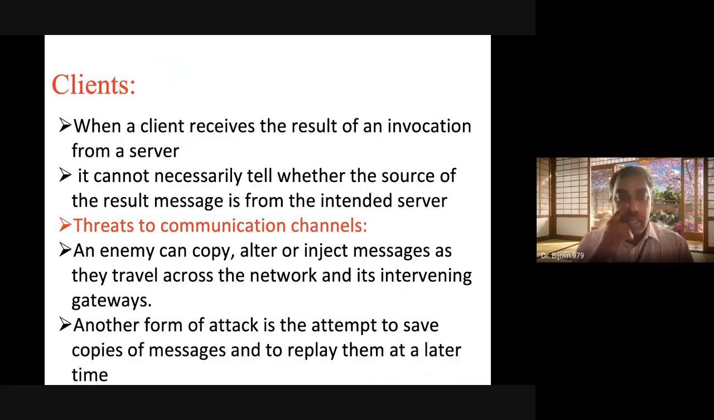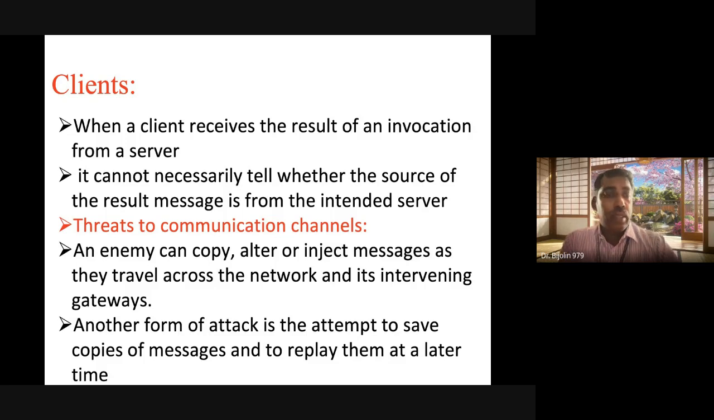Next is related to clients. When a client receives an invocation message from the server, it cannot tell whether the source of the information is data from an internet server or whether it is a threat. Here we can see the threats to these communication channels.